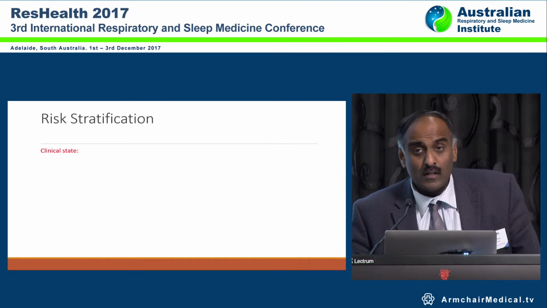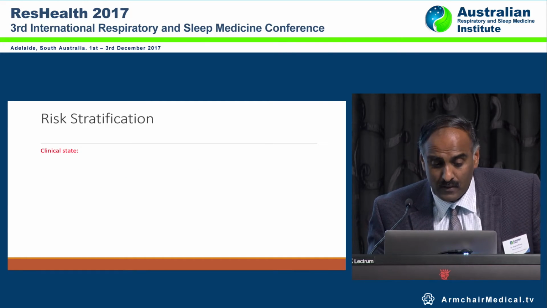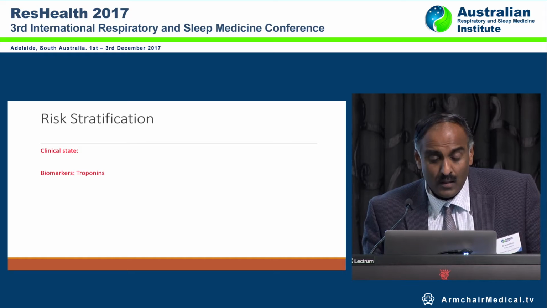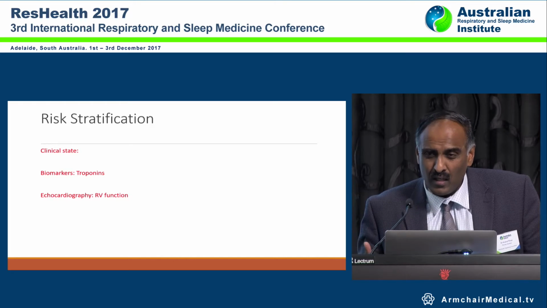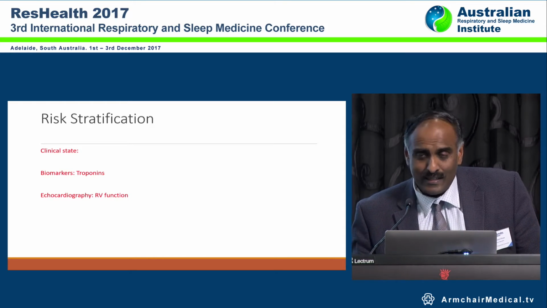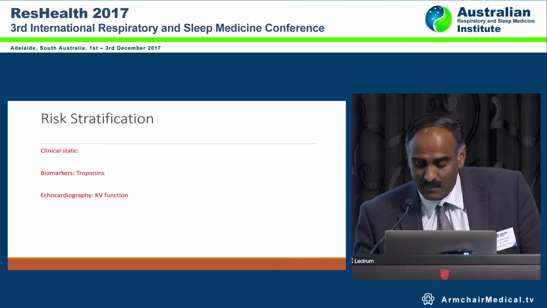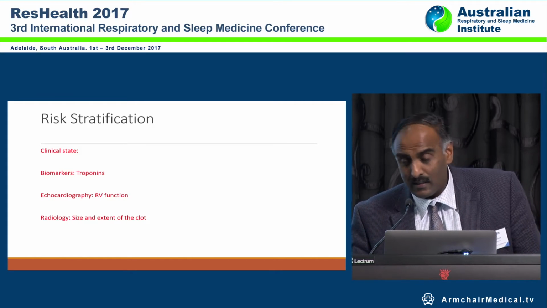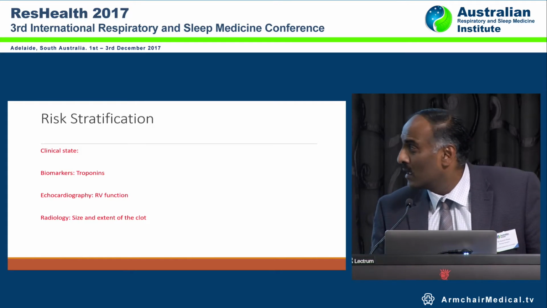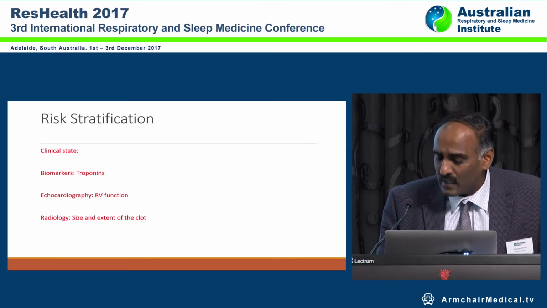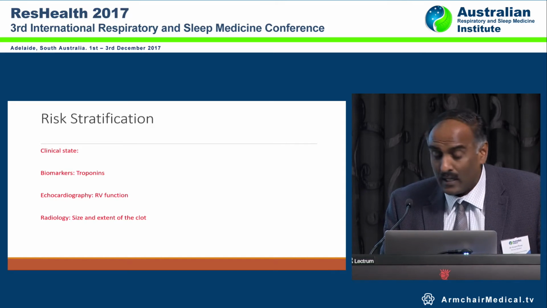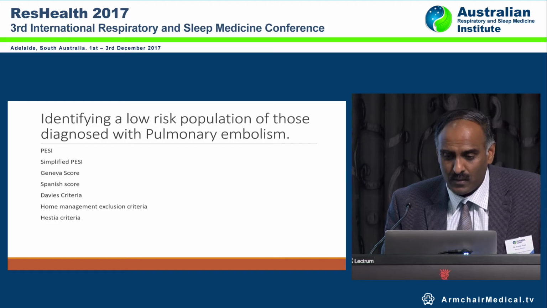So for risk stratification, we've got a few tools to play with. First, the clinical state, biomarkers, and we all know troponins are one of them, echocardiography, and we're talking about more difficult tests to get during different times of the night in routine clinical practice, and radiology, size and extent of the clot. So effectively, there are four tools one can use to stratify risk. Let's look at the important papers in this regard to try and address this issue.